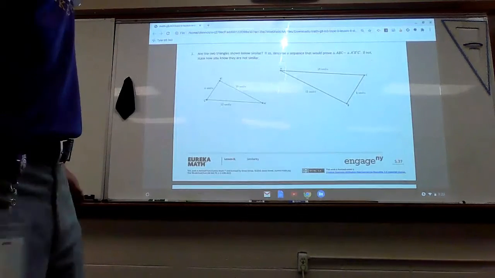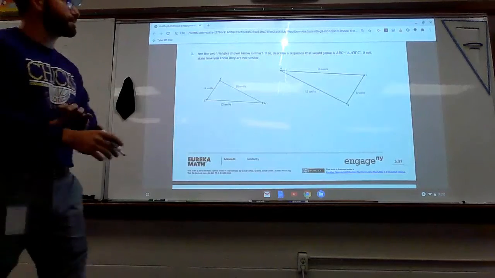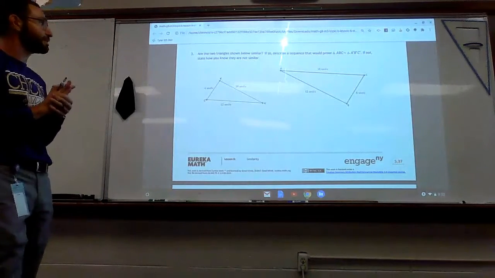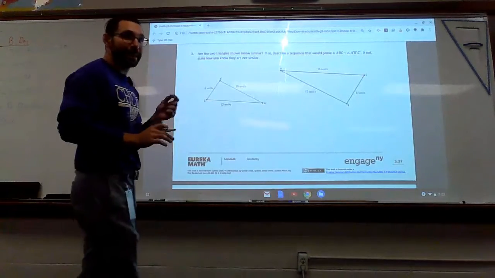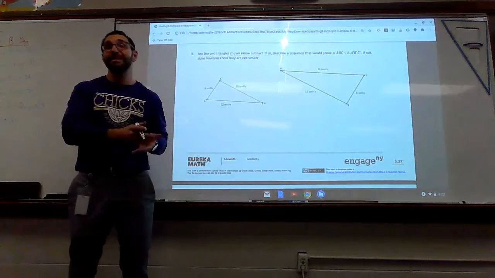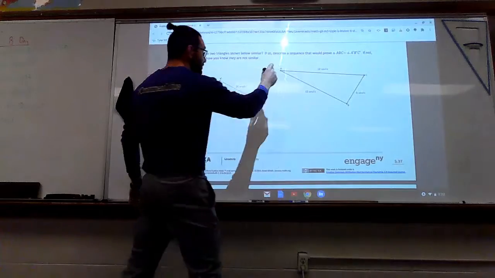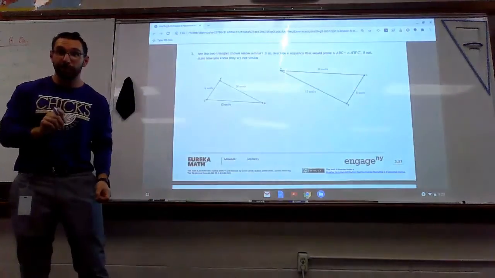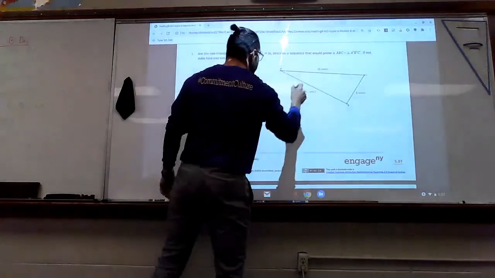Oh, man. Are the 2 triangles shown below similar? If so, describe a sequence that would prove triangle ABC is similar to triangle A prime, B prime, C prime. State how you know if they're not similar. The key to similarity is they all have to have the same scale factor. And we did this last year. We did this in 7th grade math. So AC, AC. You have to find corresponding parts, corresponding in the same place on the other figure. But we're worried about the letters.